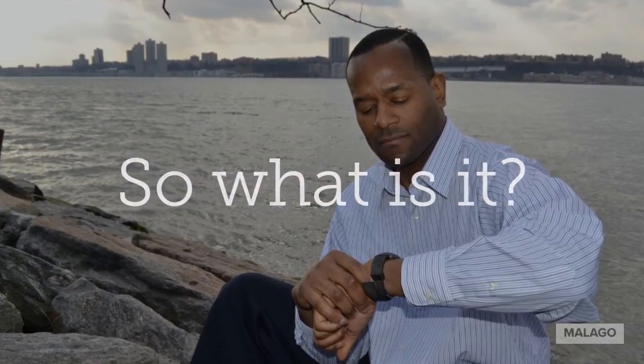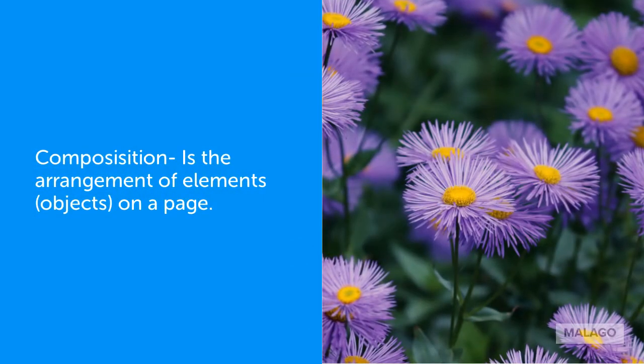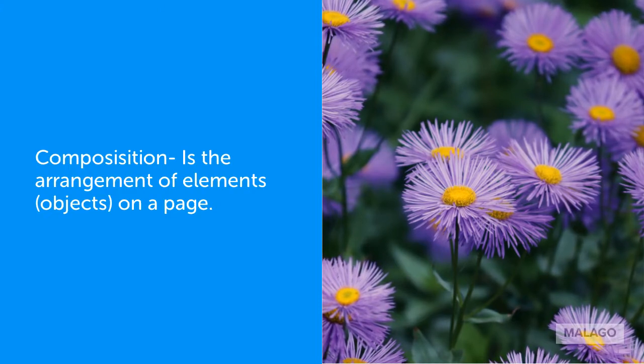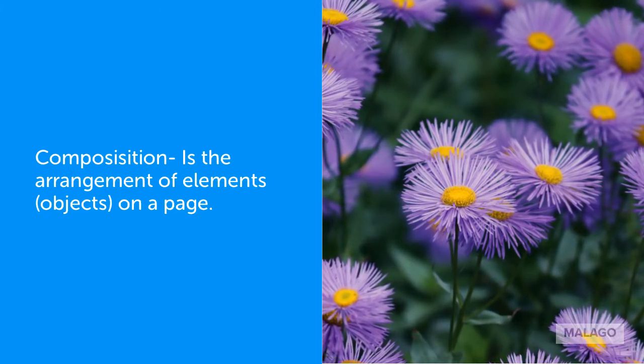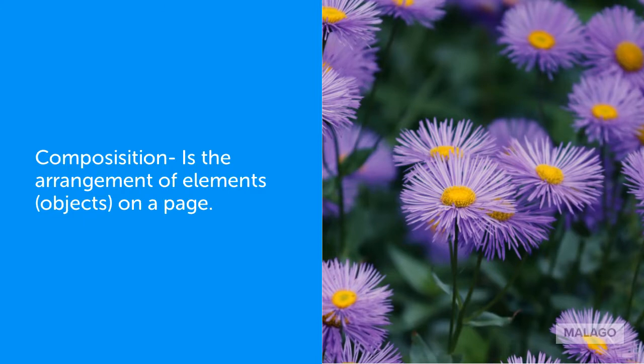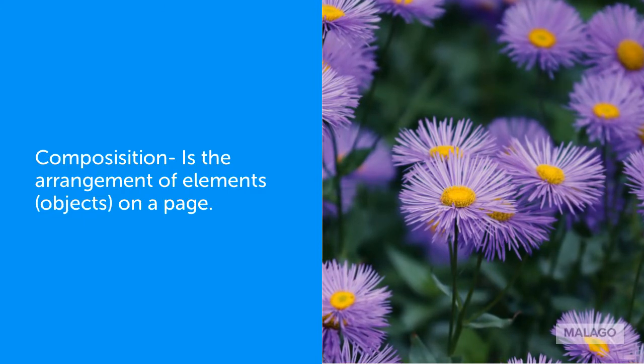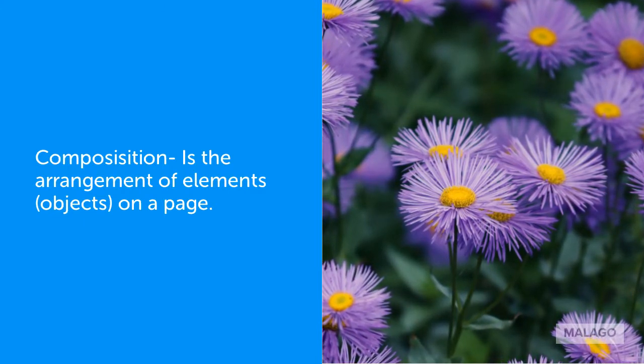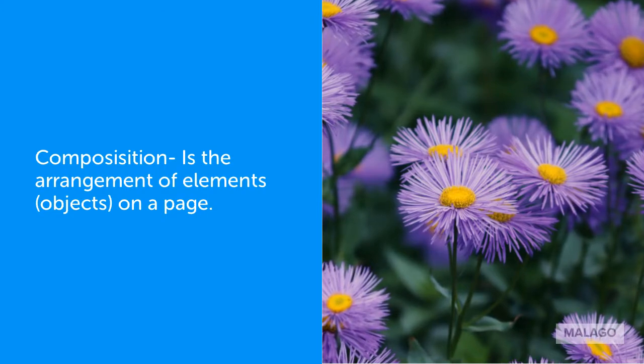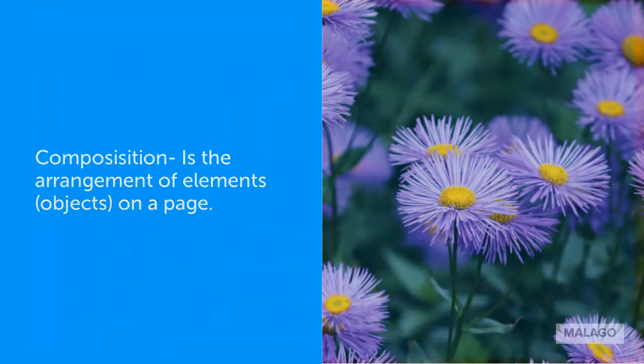How does it work? So composition can be very complicated, and there's entire courses on it, and it never ends. But the lowdown is it's the arrangement of elements or objects on a page and the relationship between those objects sitting on the page. Allow me to elaborate more.